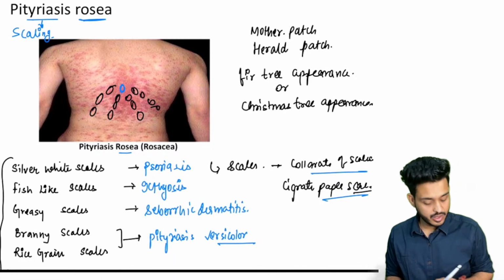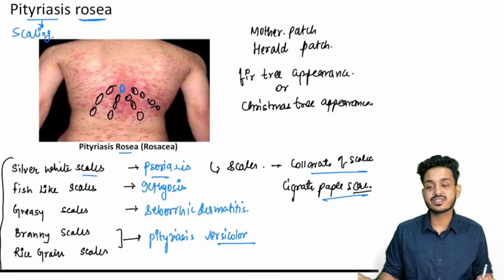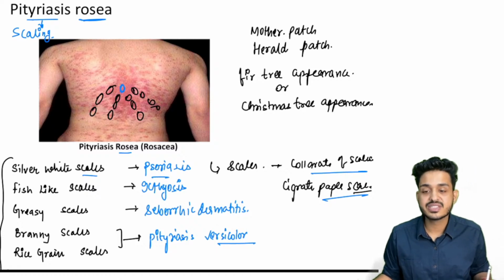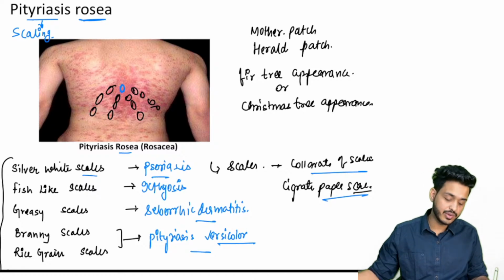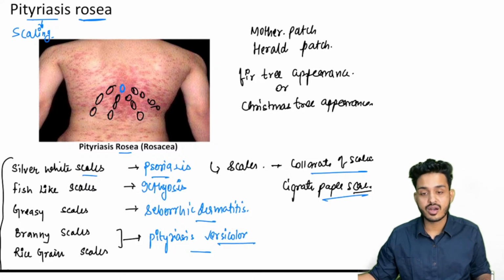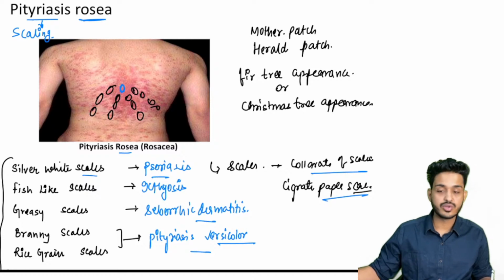Repeat with me. Silver white scale will be seen in which cases? In the cases of psoriasis. Greasy scales will be seen in the cases of seborrheic dermatitis, and in pityriasis versicolor you will find branny scales or rice grain scales. So these are the important pointers that you should be remembering.